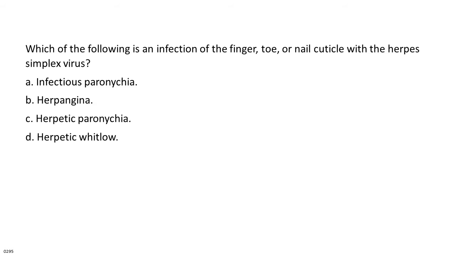Which of the following is an infection of the finger, toe, or nail cuticle with the herpes simplex virus? A. Infectious paronychia. B. Herpangina. C. Herpetic paronychia. D. Herpetic whitlow.